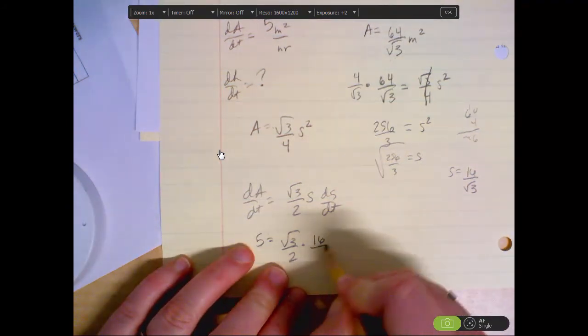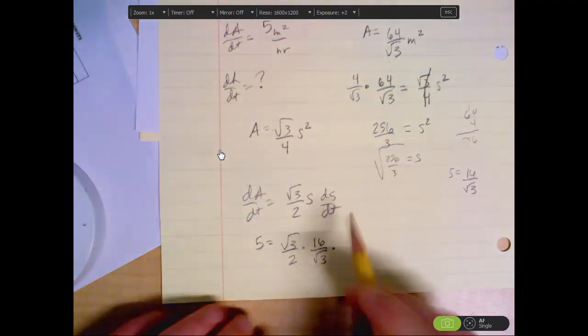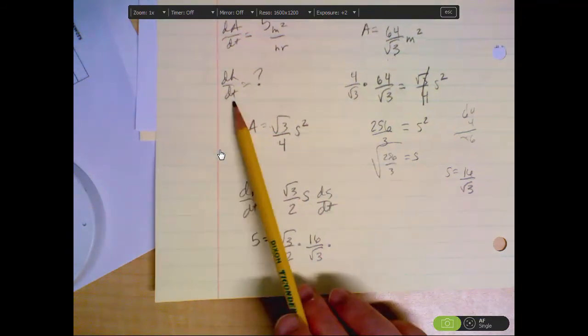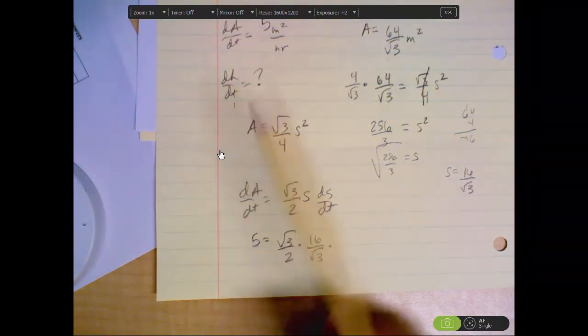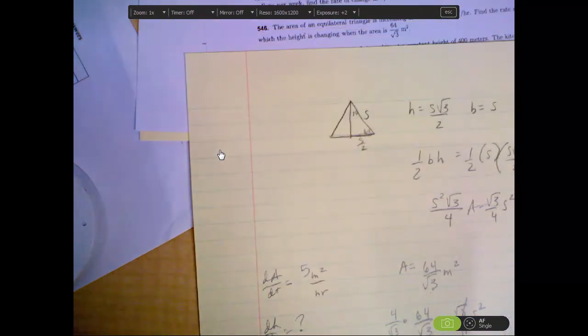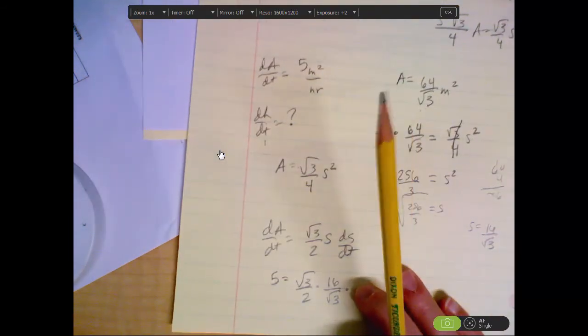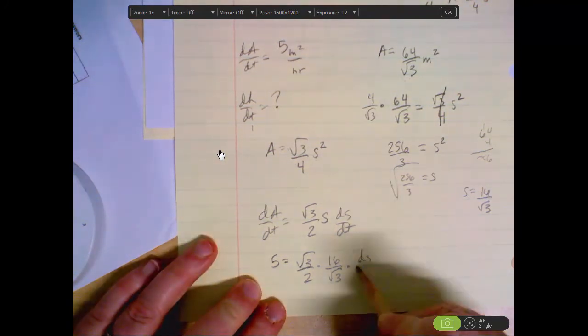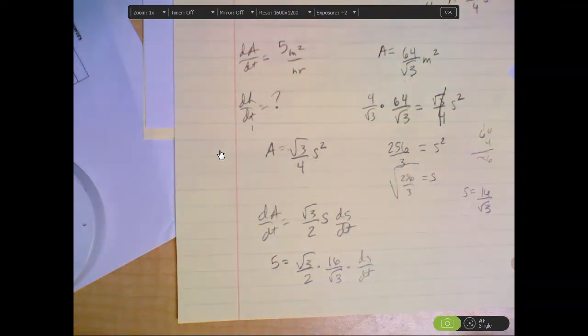So the side is 16 over root 3, and we're trying to solve for dh dt. Is that what it's asking for? Hold on. Rate at which the height is changing. Interesting. Well, we're already this far. Let's just see the rate at which the side is changing, and then we can figure it out from there.